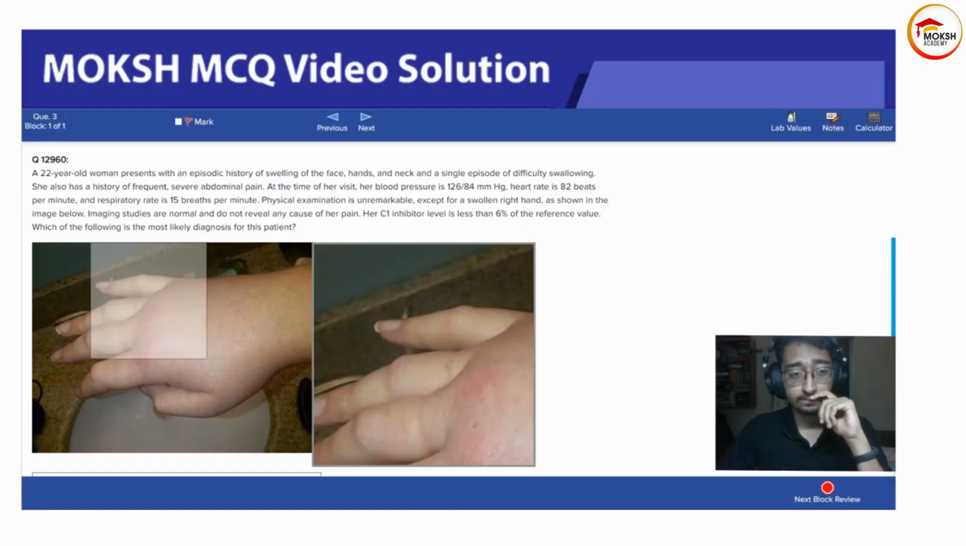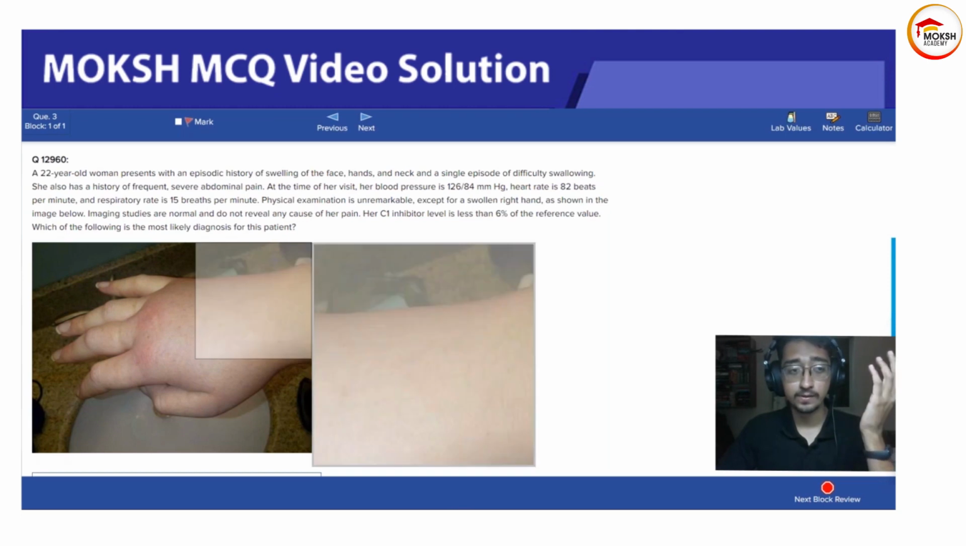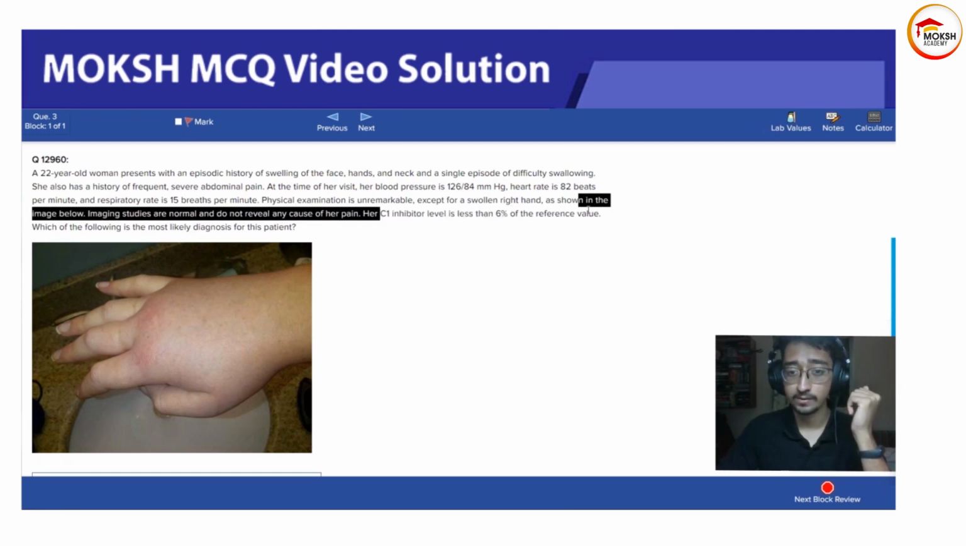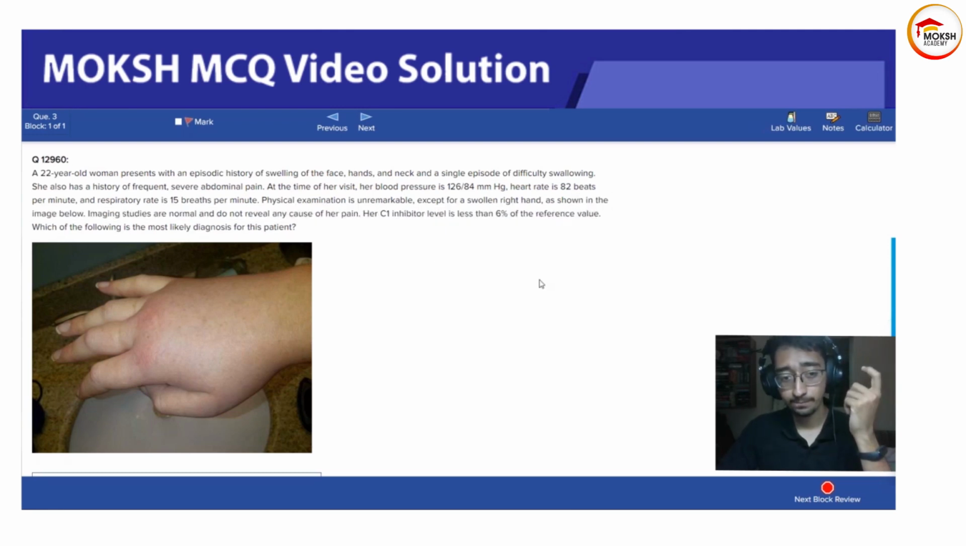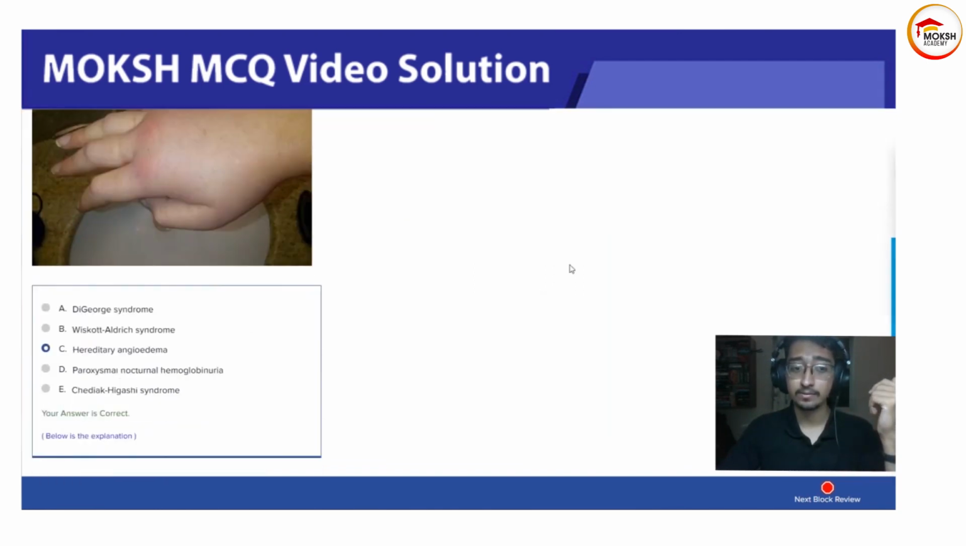Here, what is asked is the diagnosis. And literally for most of these questions, if you just read the last line or last 2 lines, it saves a lot of time, right? So diagnosis is asked, and the last line says C1 inhibitor level is less than 6% of reference value, which is basically low, right? So C1 inhibitor points towards hereditary angioedema.